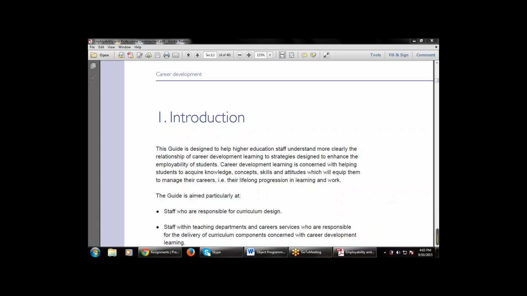Today I am going to continue with the same module, that is employability and professional development: how to develop employability skills and professional skills. In the last class we started this module, right? So let's continue with this session.